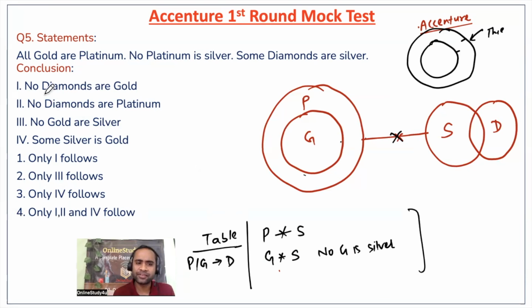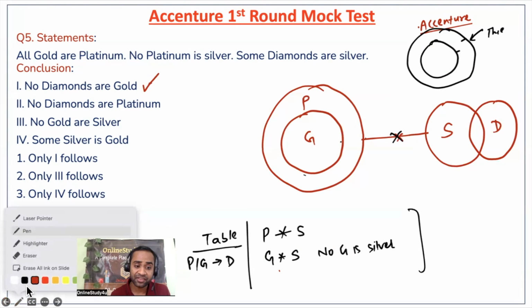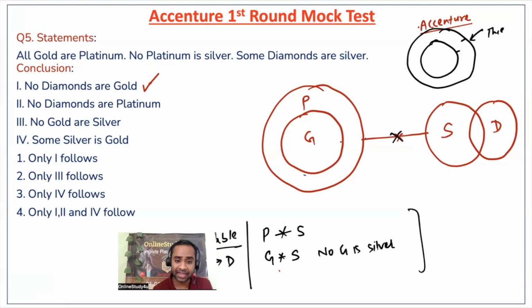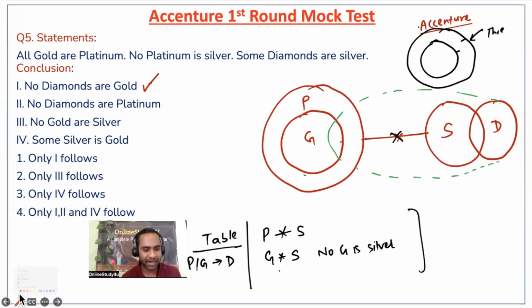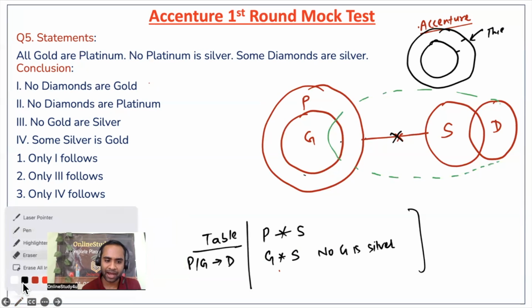Okay, now, friends, no diamond are gold. So now many of the students will see diamond and gold. Okay, diamond is here, gold is here, they will mark it correctly that this is true. But friends, one thing you have to keep in mind, that this diamond can be drawn like this also, and it will not violate any of the statements. Okay, but anyway, for removing this kind of thing only, I told you to mark the table.